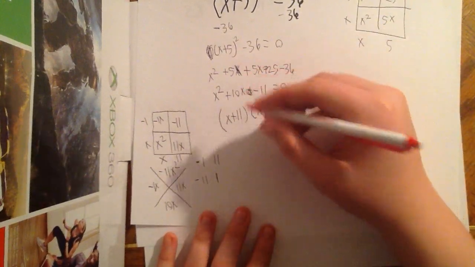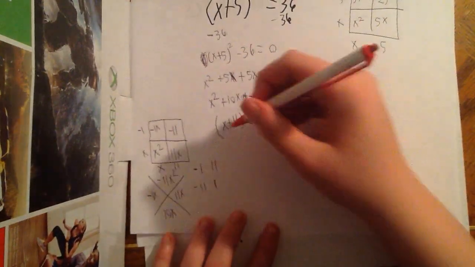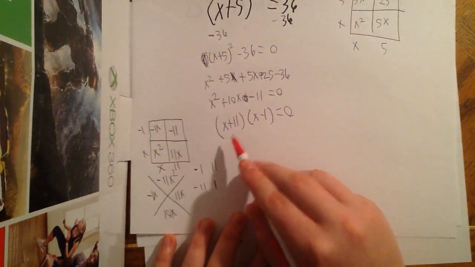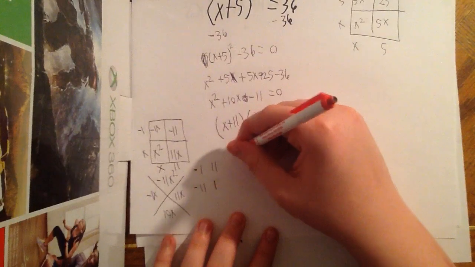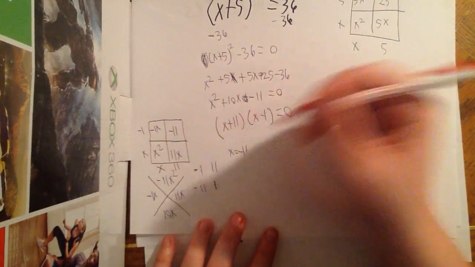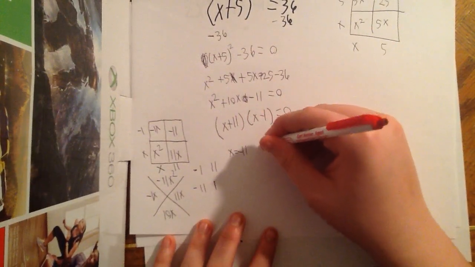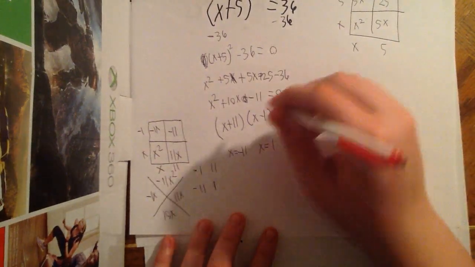To go one step further, we want to solve the quadratic equation. So all you have to do is take the opposite of this d or f or e value. So it will be x equals negative 11 and x equals positive 1.